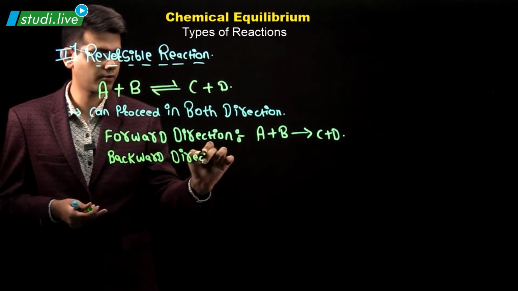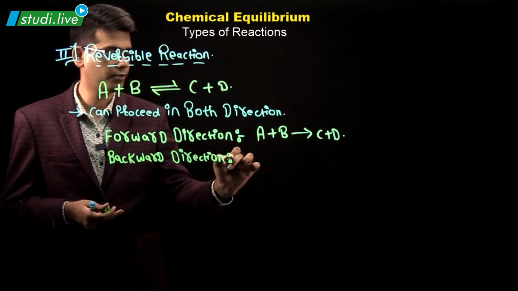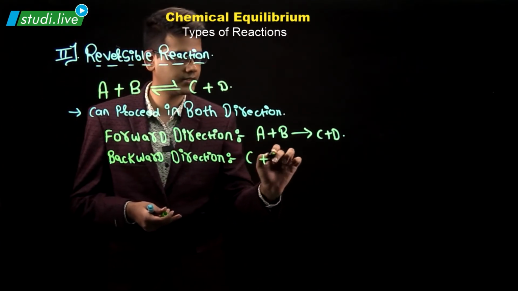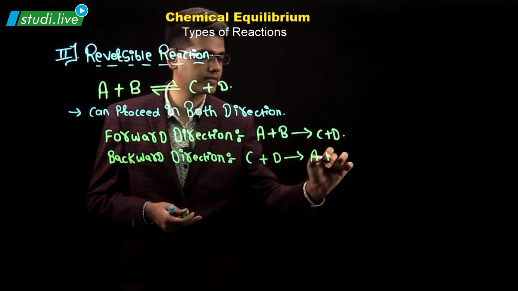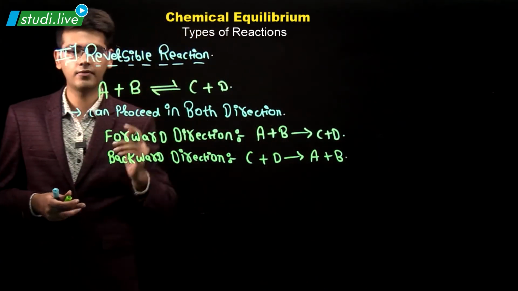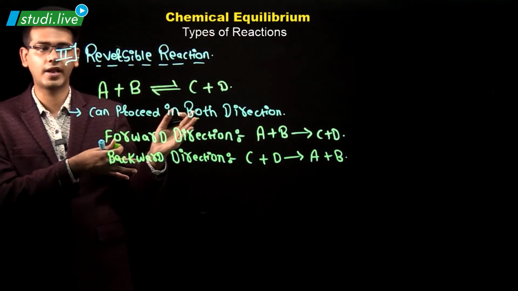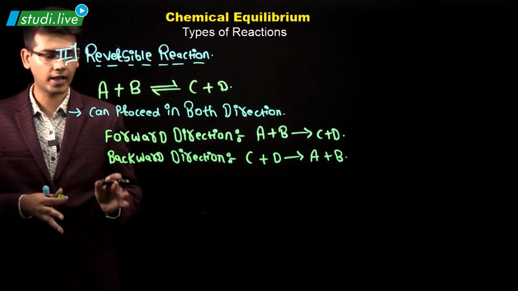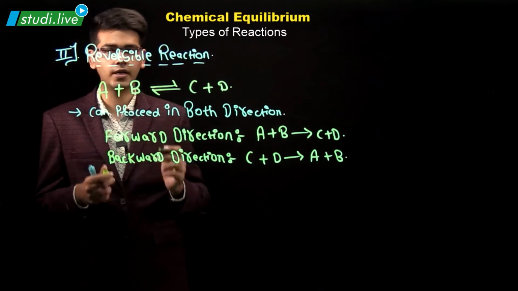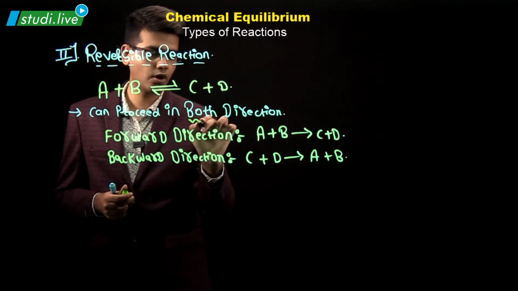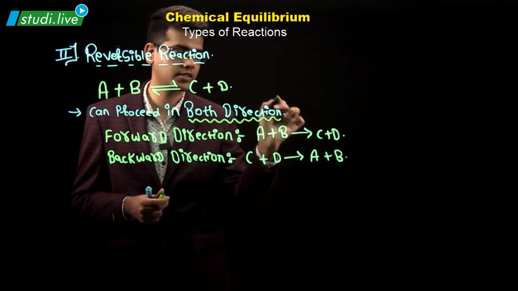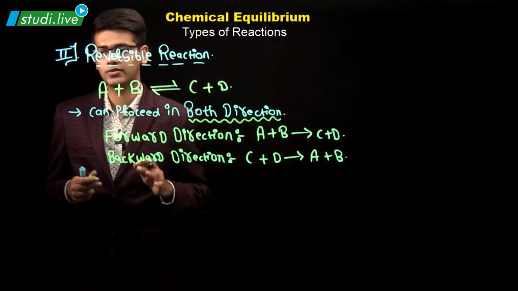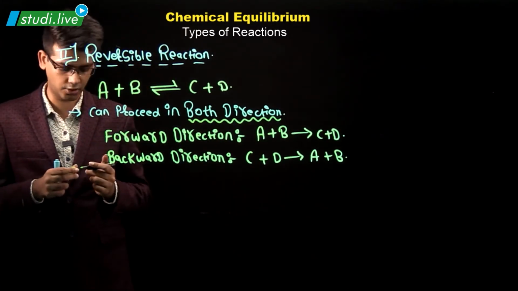In case of backward direction, the reaction will proceed from C plus D to A plus B. Whenever the reaction proceeds from right hand side to the left hand side, we'll always say the reaction is proceeding in backward direction. And in case of a reversible reaction, the reaction will always proceed in both directions, that is in forward direction as well as in backward direction.